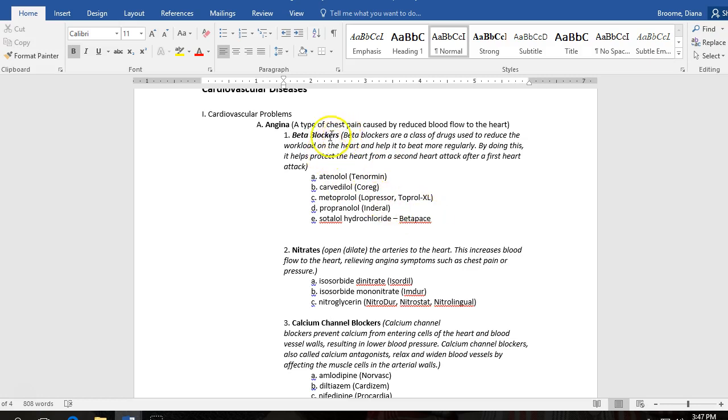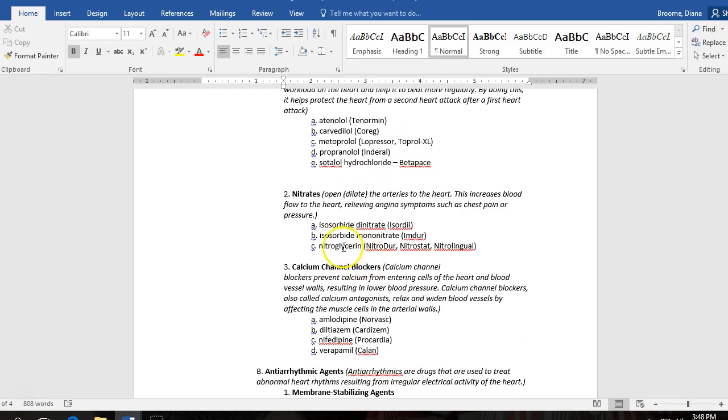I also felt that it'd be important for you to understand what exactly a beta blocker is. Beta blocker is basically just telling you what type of drug class it is in. And what it's doing is reducing the workload on the heart, and it helps make the heart beat more regularly. When it's doing this, it's helping protect the heart so that the person doesn't experience a second heart attack. And these are the types of drugs that could be given in the event that a person has already suffered from an initial heart attack.